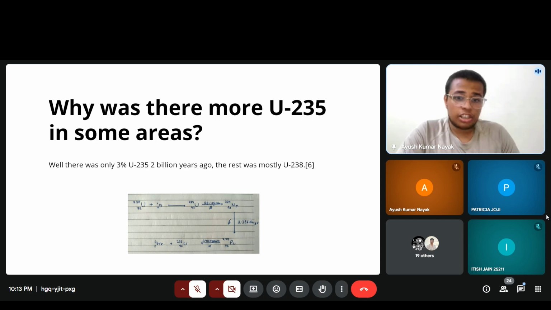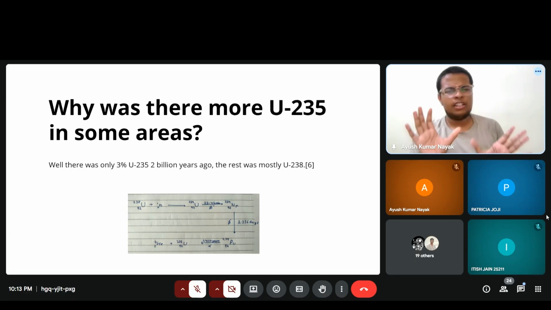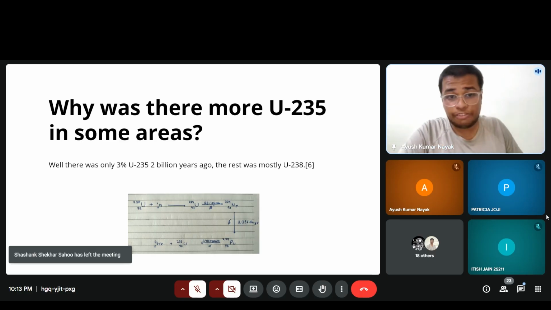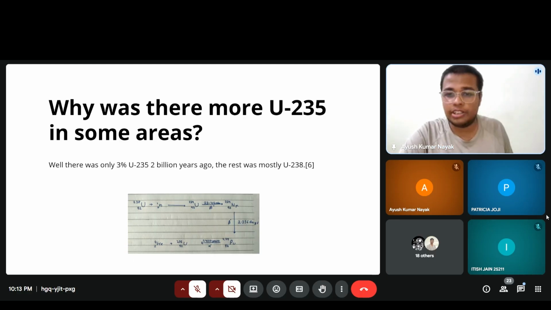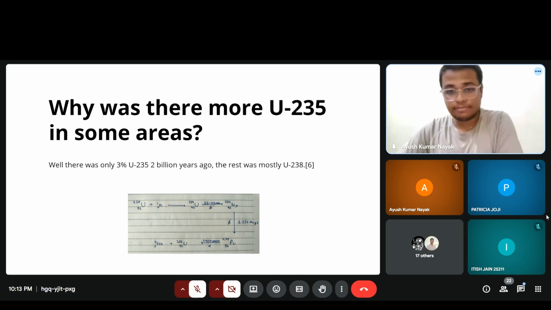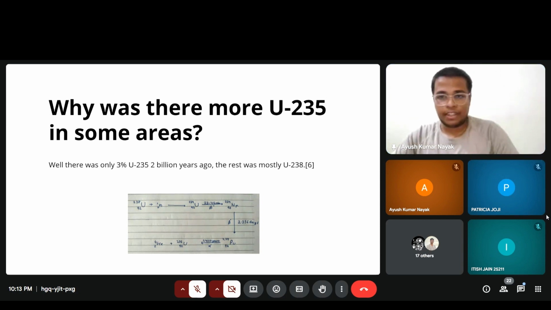Uranium-238 decays away slowly in comparison to uranium-235, and the difference in that half-life really brings the change. That is the reason why the concentration of uranium-235 was 3% 2 billion years ago. Did I make it clear enough, or do I need to explain it? Yes, it's clear. Okay. Any other question?